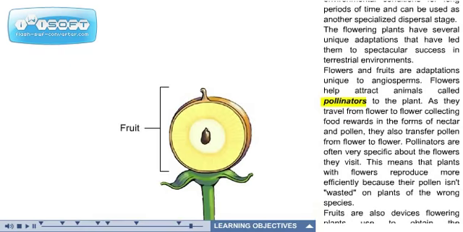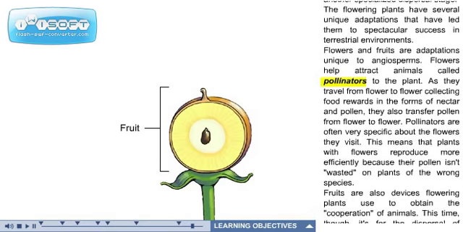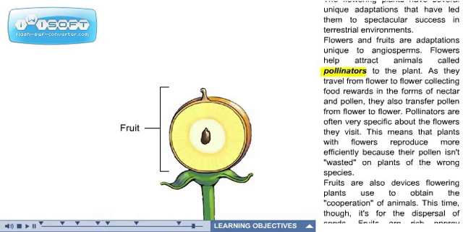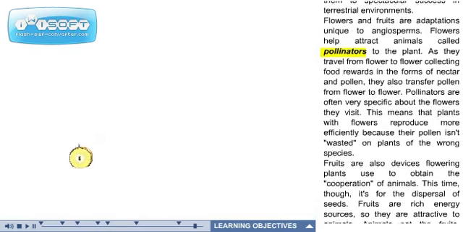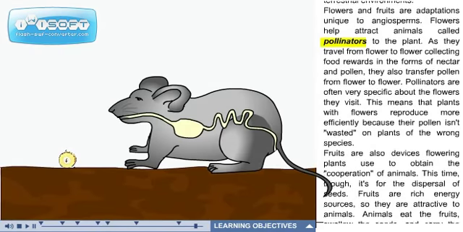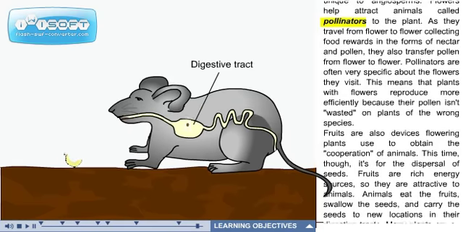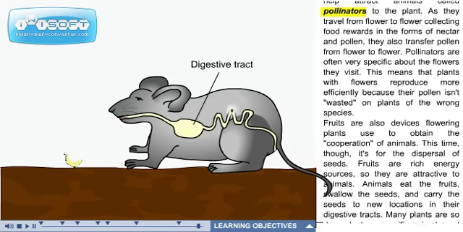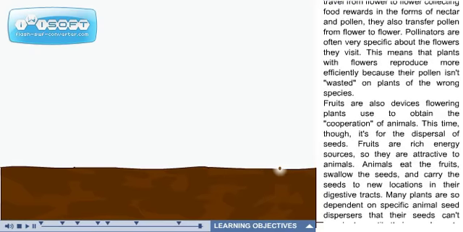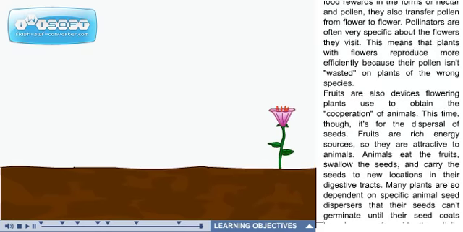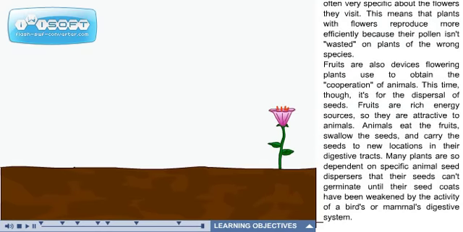Fruits are also devices flowering plants use to obtain cooperation of animals. This time, though, it's for the dispersal of seeds. Fruits are rich energy sources, so they're attractive to animals. Animals eat the fruits, swallow the seeds, and carry the seeds to new locations in their digestive tracts. Many plants are so dependent on specific animal seed dispersers that their seeds can't germinate until their seed coats have been weakened by the activity of a bird's or mammal's digestive system.